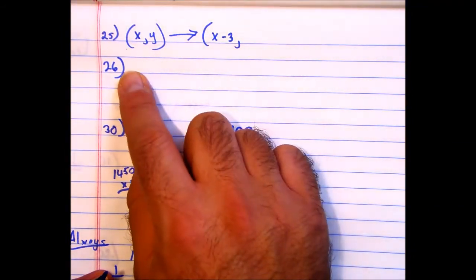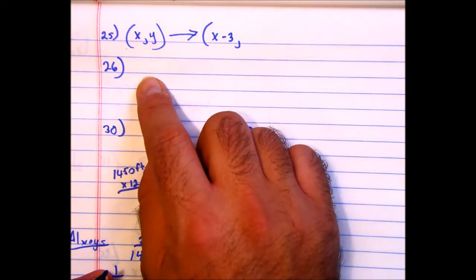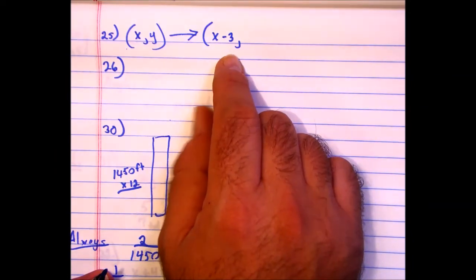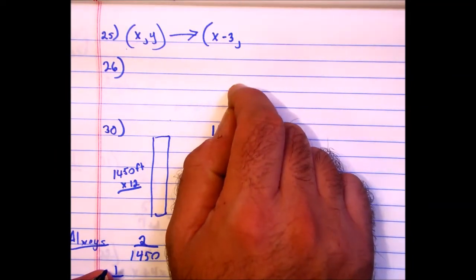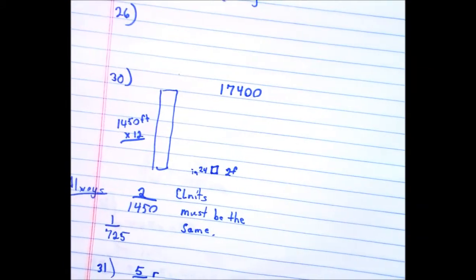Okay, the 26 is done the same way. When you're moving left, you subtract. When you're moving right, you add. When you're moving up, you add. When you're moving down, you subtract. So all of these have a tendency of looking similar, but again, different work.